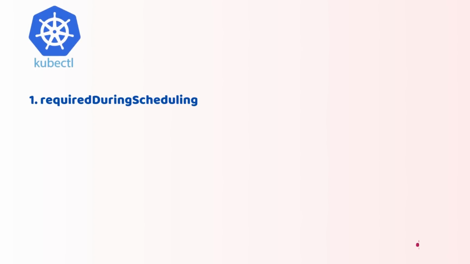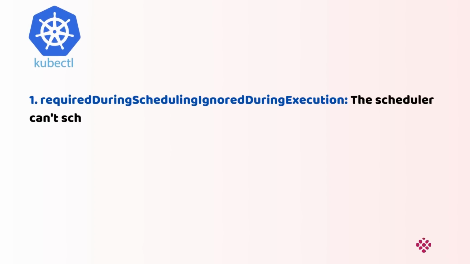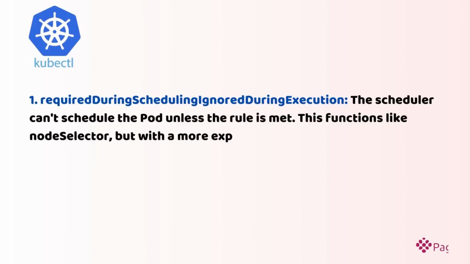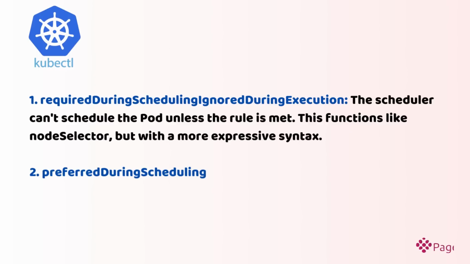Required during scheduling, ignored during execution. The scheduler can't schedule the pod unless the rule is met. This functions like node selector, but with a more expressive syntax.